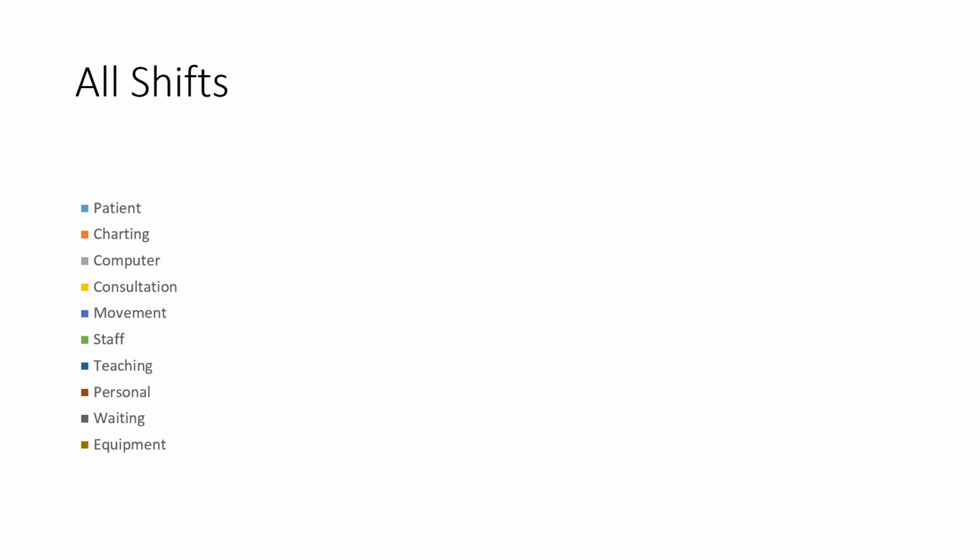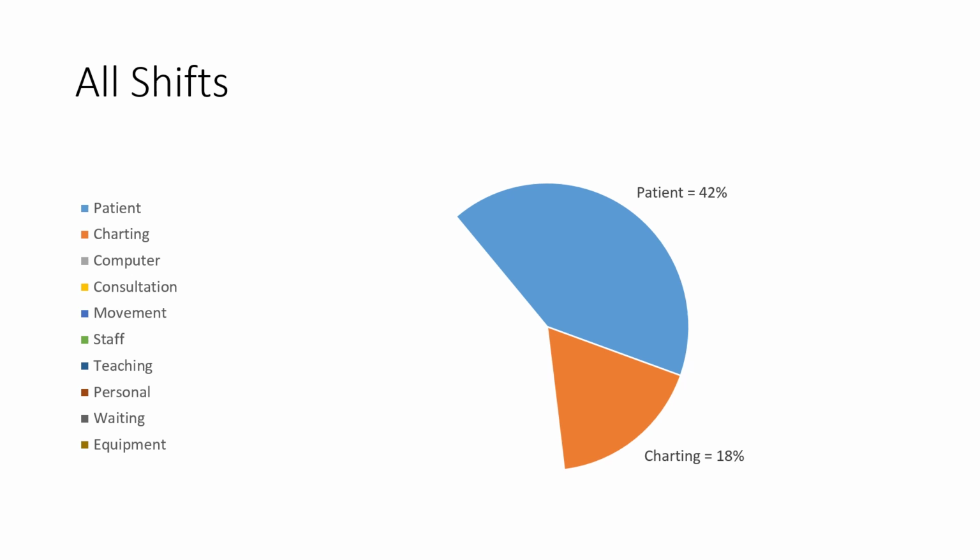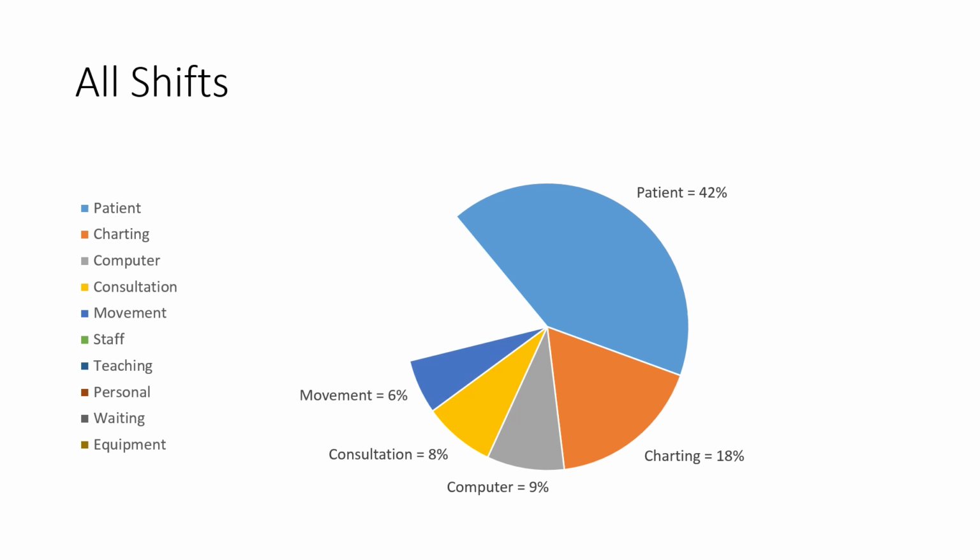So those categories are here, and I'm going to present the data on average. We spend less than half of our time in direct contact with patients. The next biggest category is charting. So we spend 18% of our time doing that. Computing is about half of that. It's the next biggest category. Talking with consultants is also pretty big. And then everything else is around 6 or less percent.